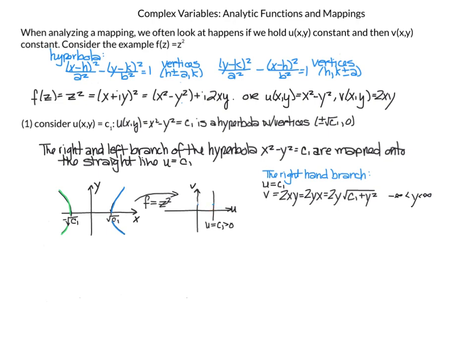If we want to see how v gets traced out along this hyperbola, what we can do is look at our equation for v, which is equal to 2xy, which is equal to 2yx, and then I can solve for x using my equation of u of xy, solve for x in terms of y and c1. So that's what this is. This is x in terms of y and c1. So this is my equation for v, and y goes between negative infinity and infinity.